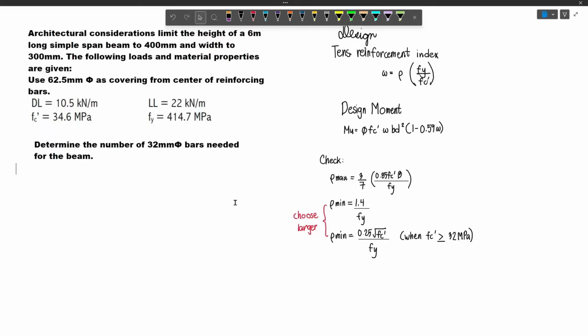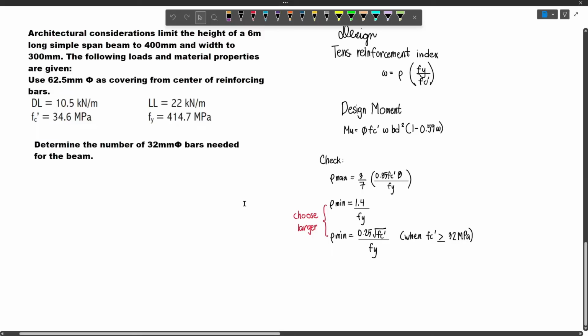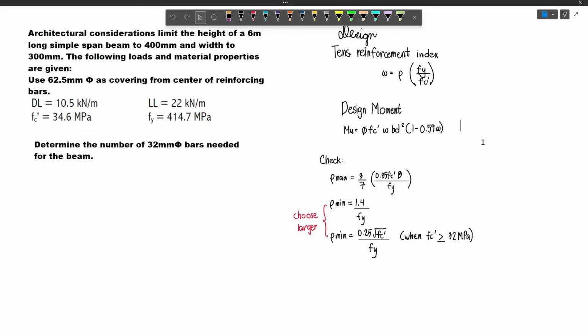So naa tay duha ka options. Pwede ka mogamit katong Rn is equal to Mu over phi bd squared, but naa tay shortcut ana for the design moment which is this one. Now tudlon ta mo unsaon ni siya paggamit. But first, atong i-draw ang atong beam.